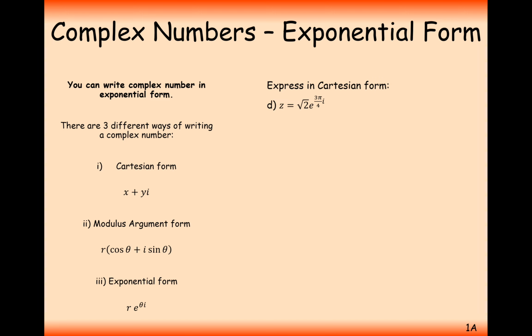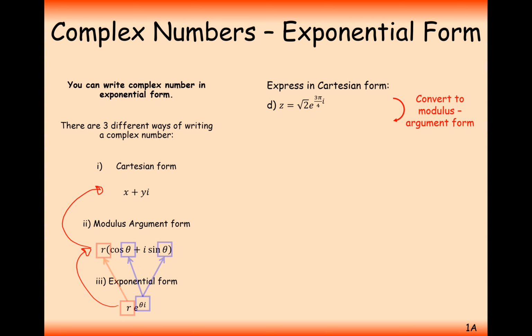Let's move on to question D. Express now in Cartesian form this exponential form complex number here. Well, the best way to go from level 3 to level 1 is to go through level 2. So we'll go to modulus argument form first, and then we'll go up to Cartesian form. So what we'll do first is we will rewrite this in modulus argument form.